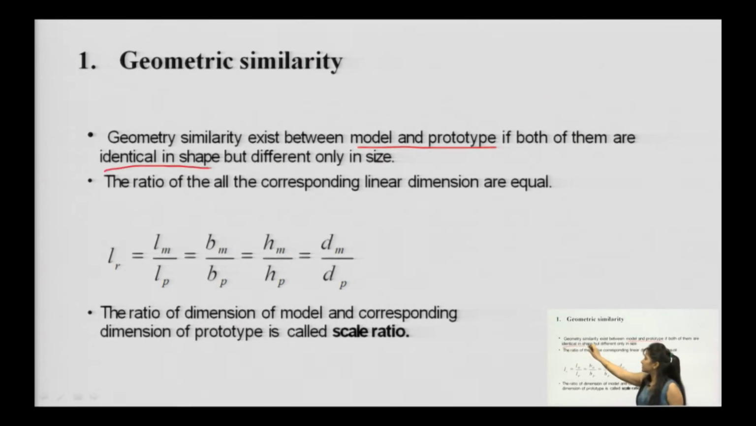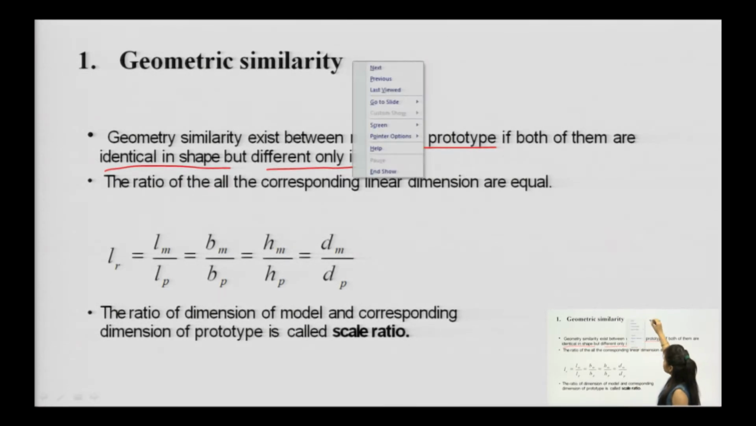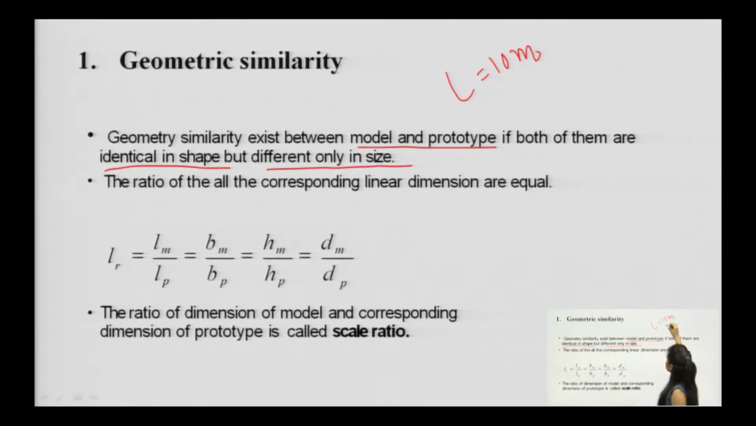Make sure they both are identical in shape, but only different in size. That is, let us suppose your original length is 10 meters, then for the smaller value you can take it as 1 mm, representing 10 meters as 1 mm, and on that scale you can work it out.